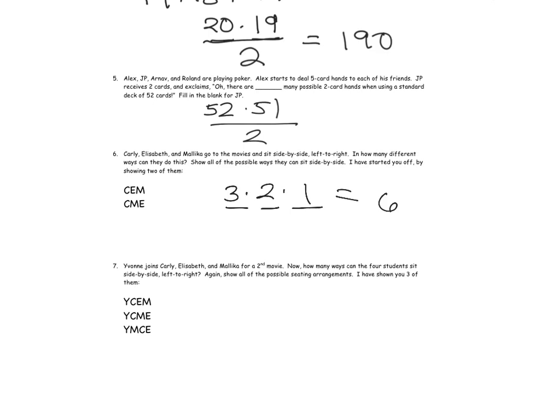Then you can do the same for the next one. This time there are 4 spots and 4 people I'm choosing from. So 4 ways to fill the first, then 3, 2, and then 1. And so that's 24 ways.